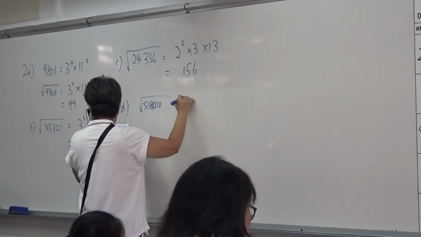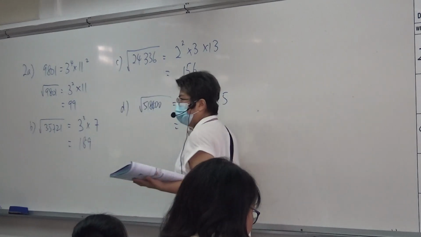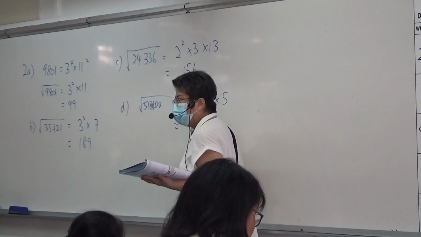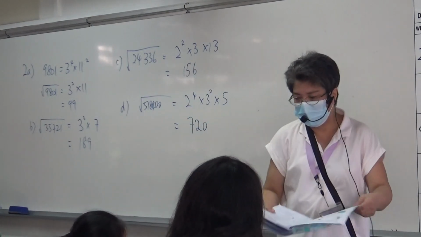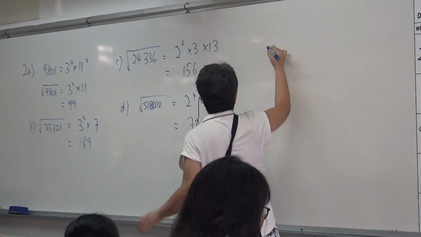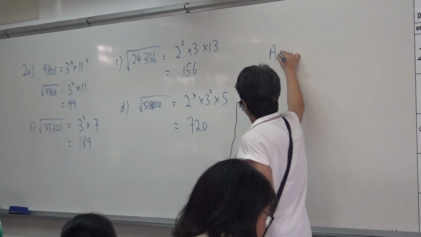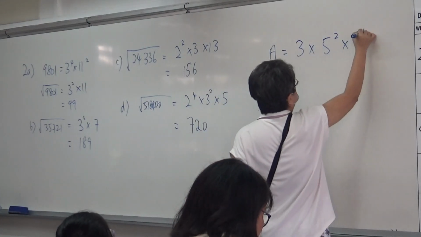Now part D, 518400. This will be 2 to the power of 4 times 3 times 5. And what's the answer? 720. Is this correct? Yes, okay. Some people asked me a good question. Now, what if I have a certain number A? I don't know what it is. Then the prime factorization is like this.